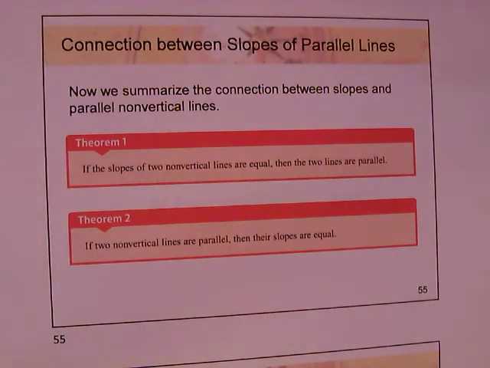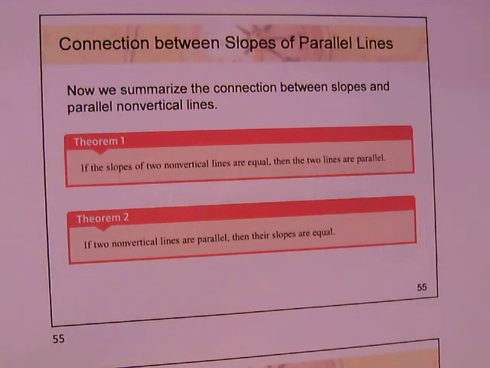Okay, so now we can summarize the connection between slopes and parallel non-vertical lines in these two theorems. If the slopes of two non-vertical lines are equal, then the two lines are parallel. And theorem 2 is just the converse of the first theorem. If two non-vertical lines are parallel, then their slopes are equal.